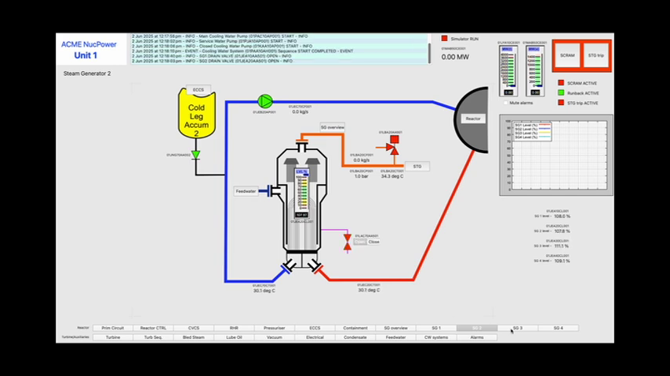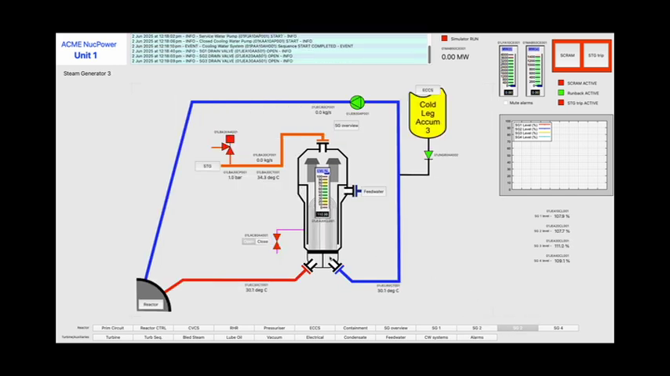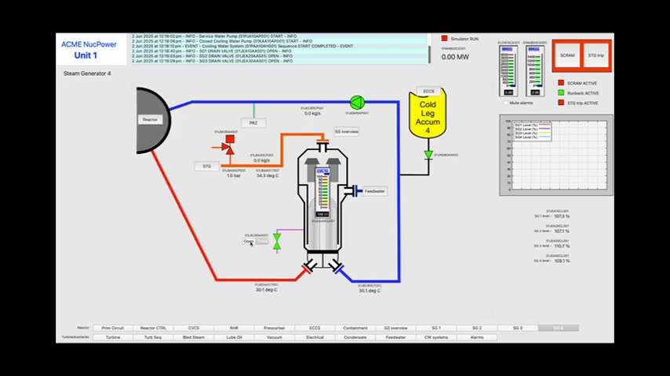We then need to repeat this draining for steam generator 2. Also draining of steam generator 3. And finally draining of steam generator 4.